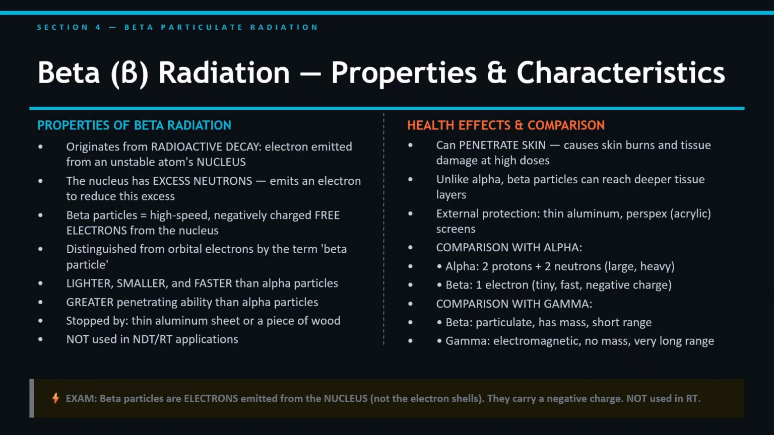For examination purposes, remember the contrast. Alpha is heavy, positively charged, and has very short range. Beta is much lighter, negatively charged in beta-decay, and has greater penetration. Gamma radiation, which we will discuss shortly, is not a particle with rest mass at all. It is electromagnetic radiation. Understanding these categories prevents many common examination mistakes.